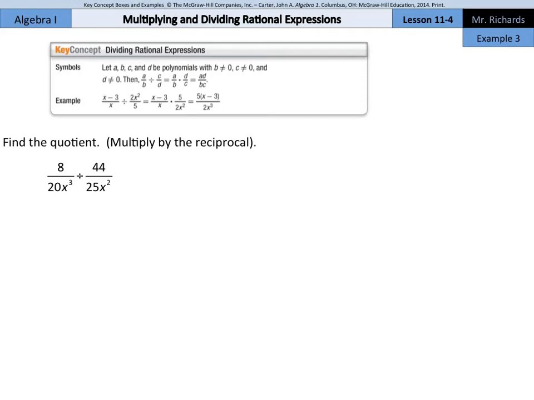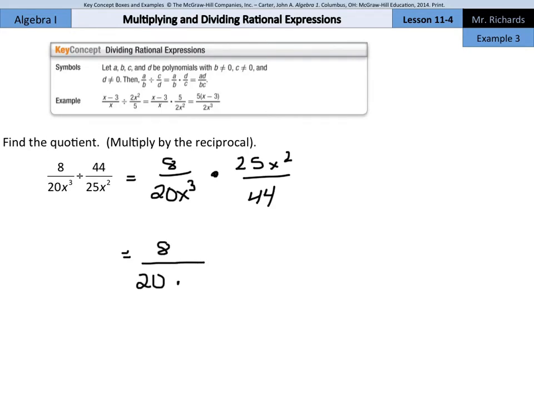So 8 over 20x cubed divided by 44 over 25x squared is going to become, keep, 8 over 20x cubed, change the division into multiplication, and the reciprocal here is 25x squared over 44. And if I rewrite this out a little bit, just to give myself some more room, 8 over 20 times x cubed times 25 times x squared over 44. Again, just rewriting it to give myself more room so I can cancel and not get too lost here.